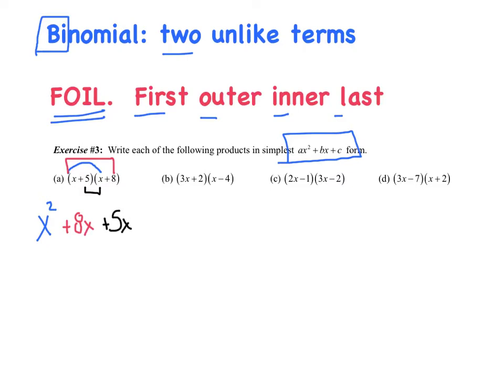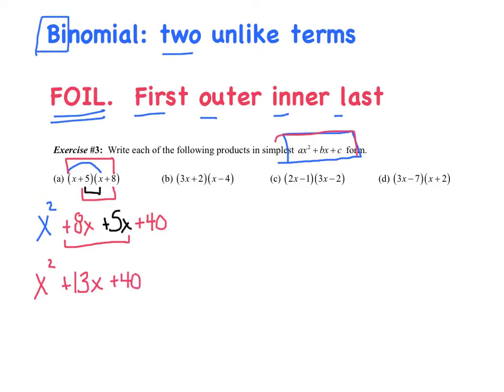And the last is the last from each set. Positive 5 times positive 8 is positive 40. Now these middle terms should always go together. So I'm going to say that's x squared, they're like terms, 8x plus 5x is 13x plus 40. And notice you've done it.